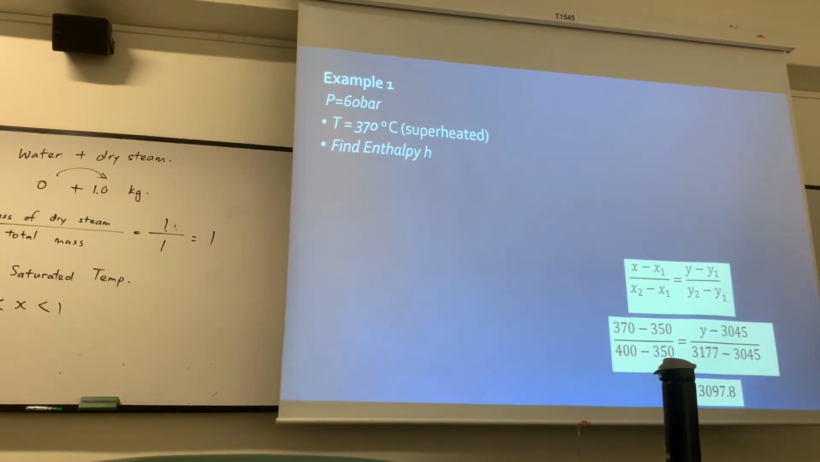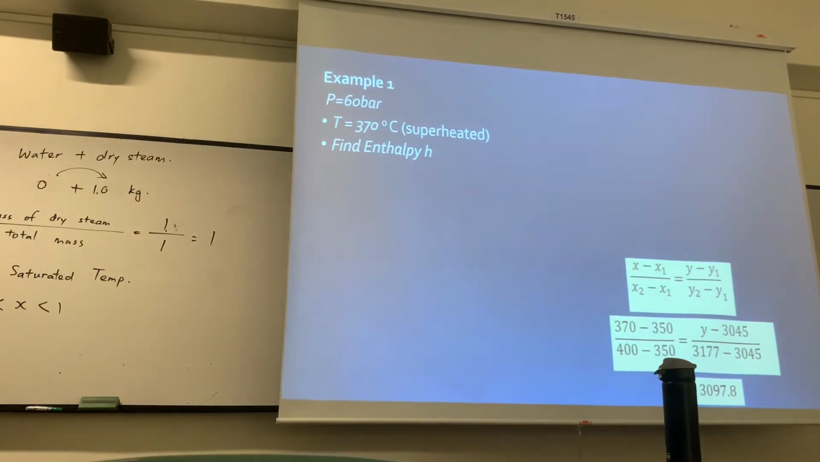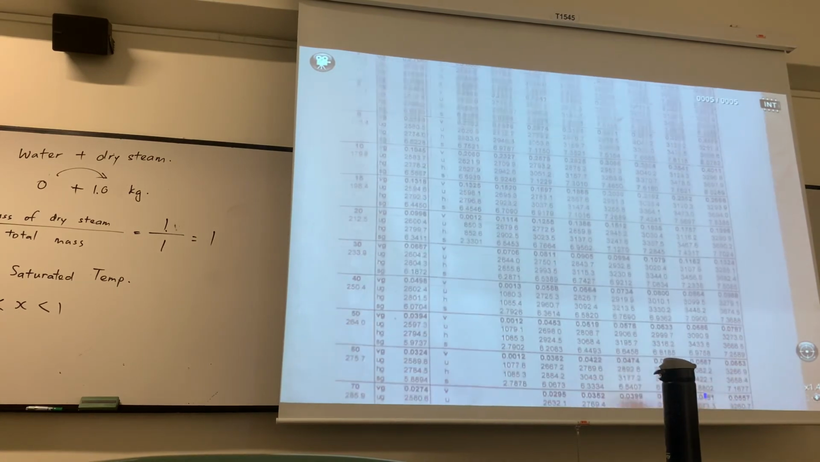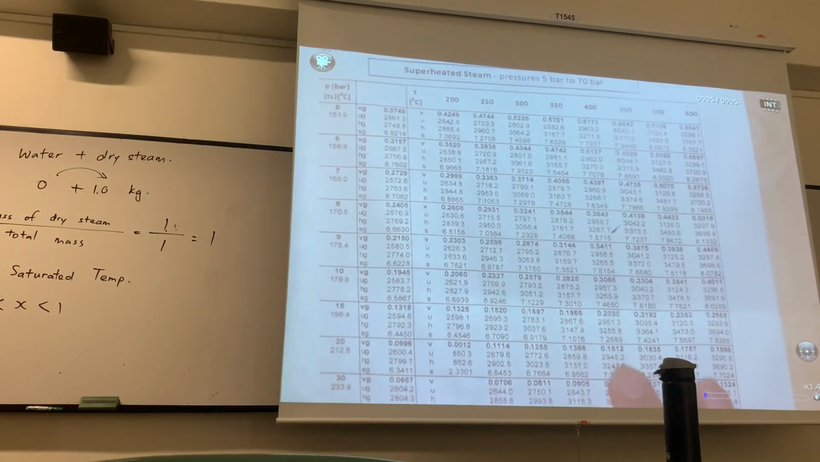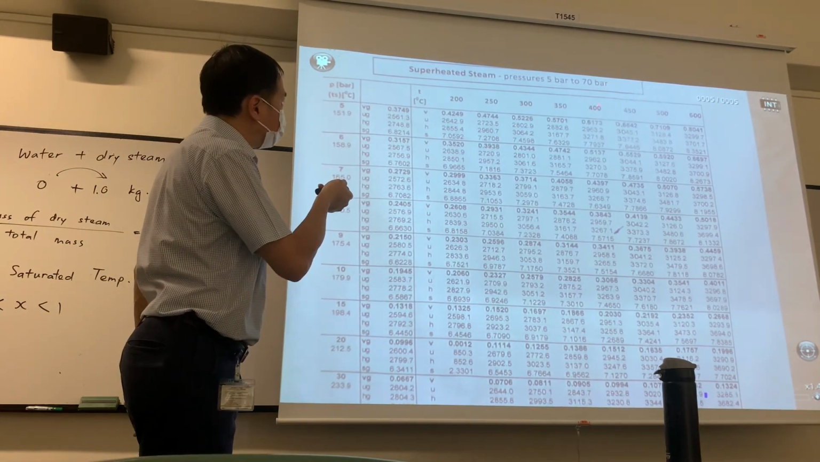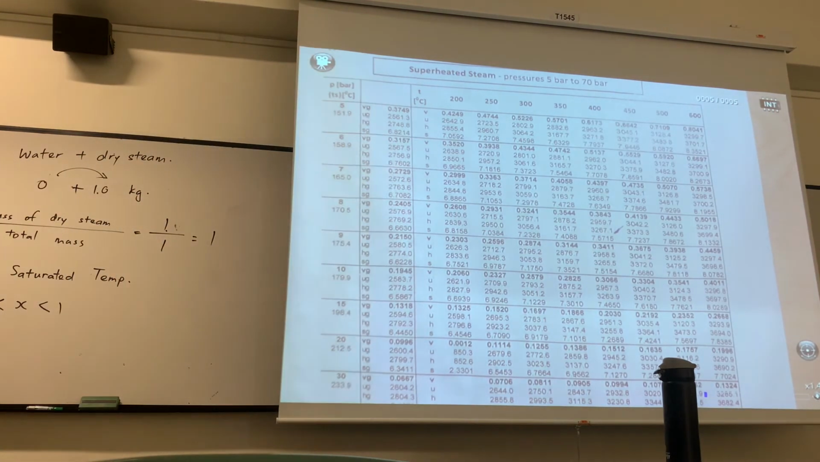In this example, in your steam table, I want to find the enthalpy at 60 bar, 370 degrees. So you look at the steam table, 60 bar, 370 degrees. Cannot find. Why? Because your steam table only has 350 and 400. So you look at the temperature, only 350 and 400. So then how? You have to do interpolation in this case.